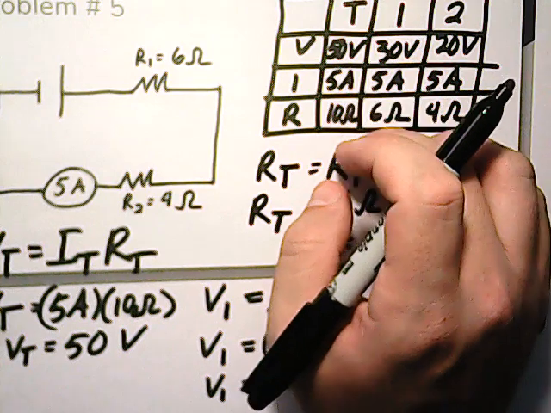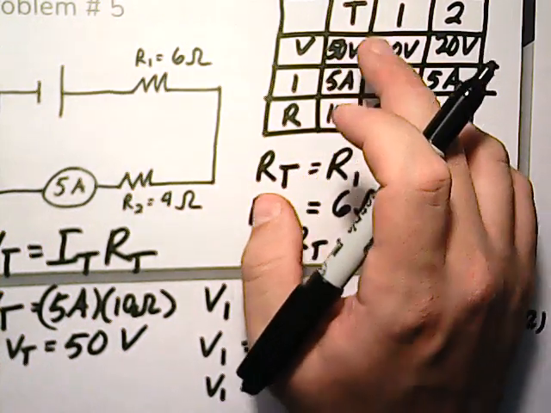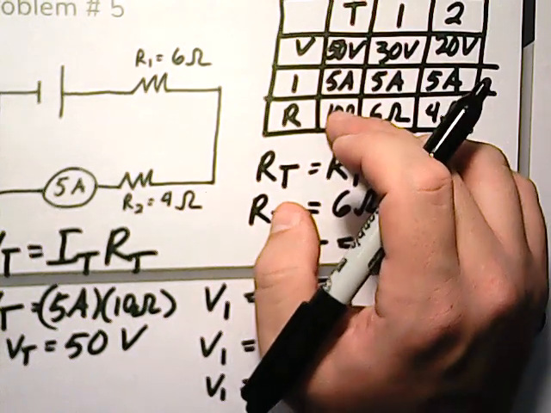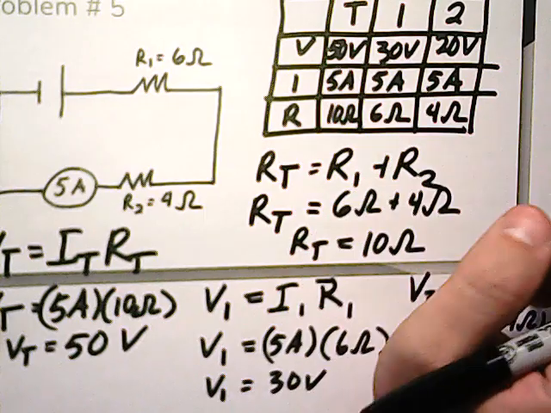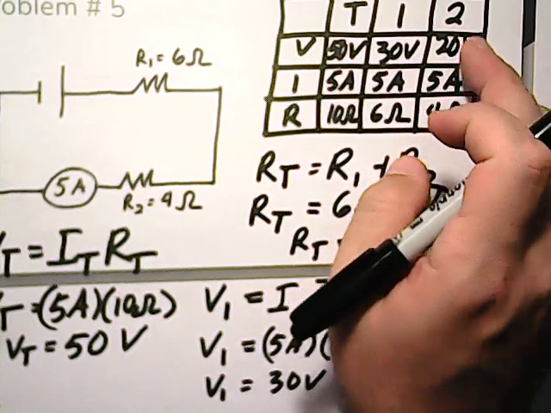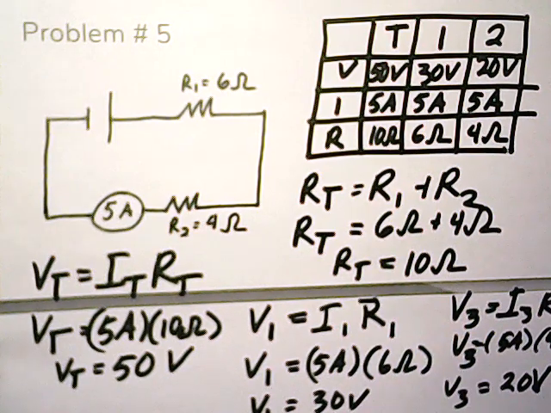Columns. V equals I times R. 50 equals 5 times 10. That's correct. 30 equals 5 times 6. That's correct. 20 equals 4 times 5. That's correct. So this is the correct answer for number 5.